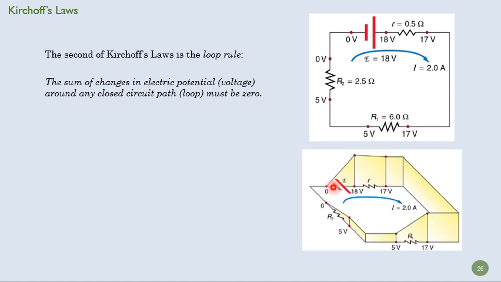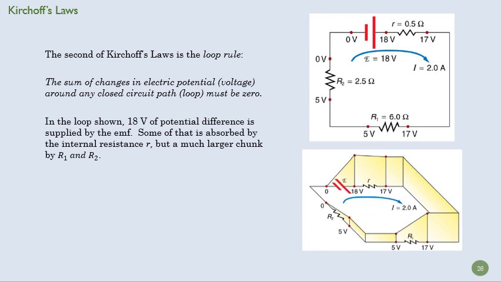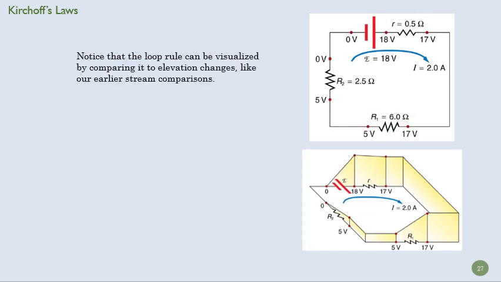We can think about that in terms of elevation here. Again, a nice little metaphor. So I have a ground wire. It jumps up to 18 volts with my battery. Resistance lowers it to 17, then the resistance lowers it to 5, then the resistance lowers it to 0, and I'm back at 0, jumps up to 18, and so forth. So that's the loop rule in concept. Again, not difficult in concept. And you can see that the internal resistance of the battery is relatively small. The external load resistances are large.